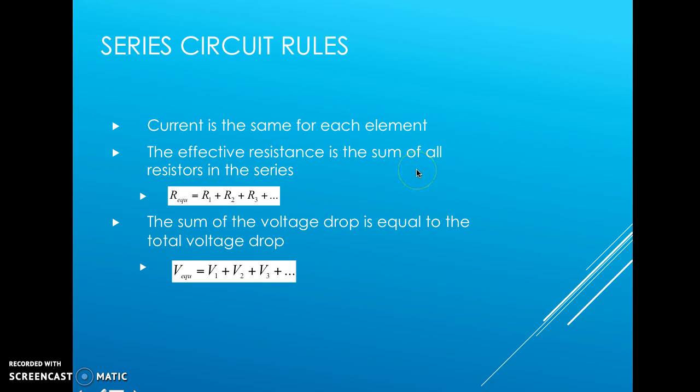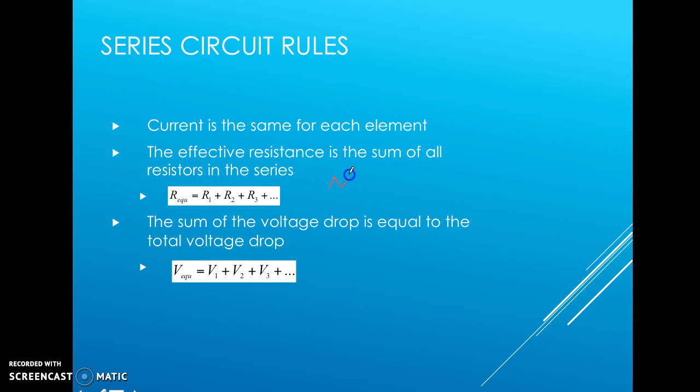So there are a few rules for series circuits. Since the current has to go through all 3 of them, the current is the same for each element. There are no branches for the current to take, so it has to be the same. And then notice that we had 3 resistors, or 3 elements in there, so the effective resistance is the sum of all the resistors in the series.